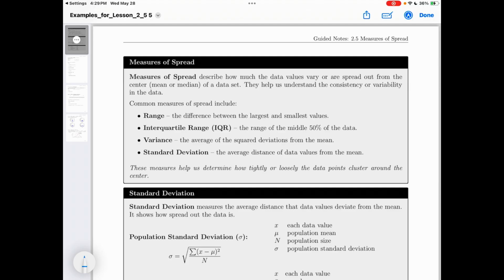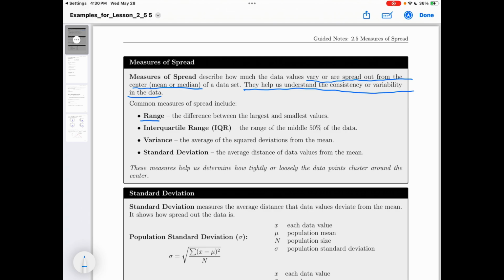So first, let's take a look at the definition for measures of spread. Measures of spread describe how much the data values vary or spread out from the center or the mean of a data set. This helps us understand the consistency or variability in the data. So, just like a measure of center told us about what the typical value is in the data set, measures of spread is a number that represents how spread out the data values are.